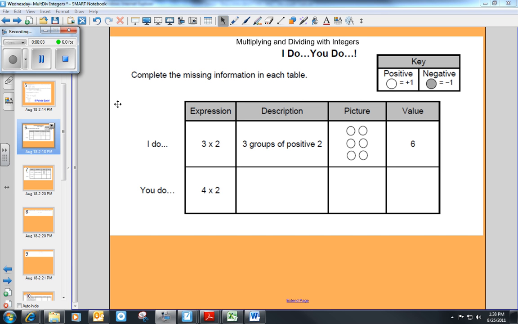Multiplying and dividing with integers is the lesson for today. You've already done adding and subtracting integers. That's the more difficult part of integers. Multiplying and dividing is a little bit easier.